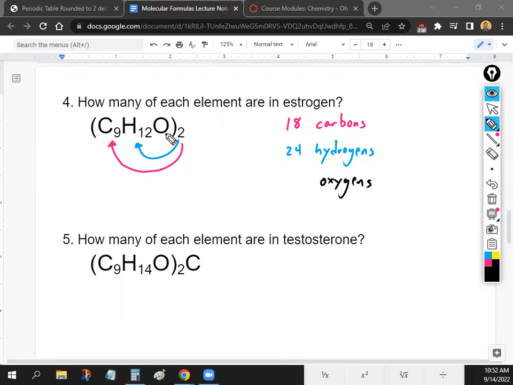And then the last one, how many oxygens do we have? 2, exactly. There's only 1 in there because there's no number. That means we only have 1. So we'll have 2 oxygens.